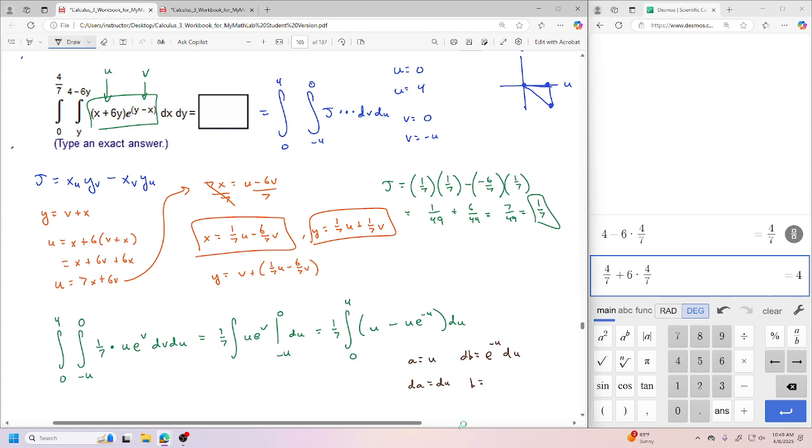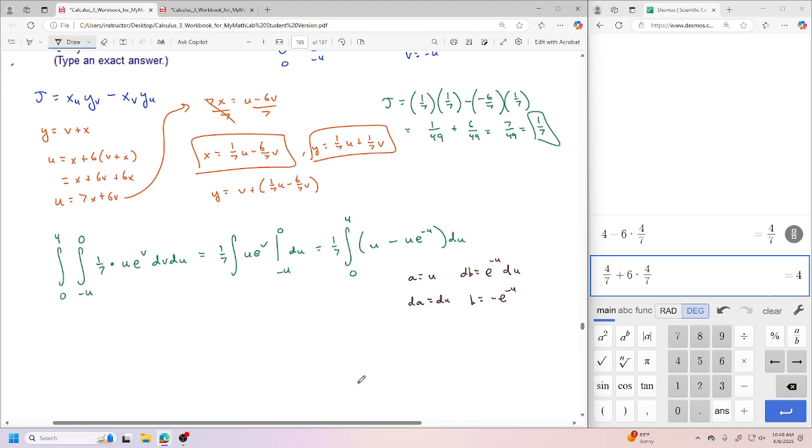When I integrate this guy, and then negative e, negative u. Very good. So let's go and do some math. The first part's easy. We like that one. And then I'm going to say I got UV, so AB, minus integral of VDU, so BDA, I guess.